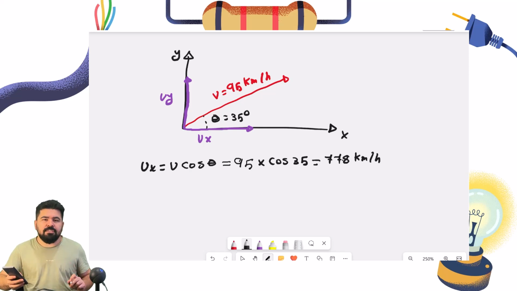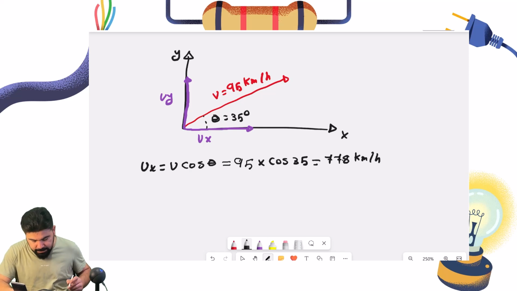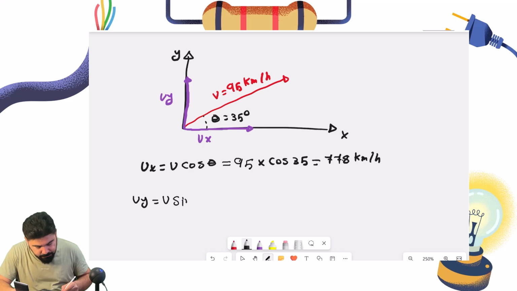Yeah, we have 77.8 kilometers per hour. Vy is equal to what? Vy is equal to v sine theta. Okay, v is equal to what? It is equal to 95 kilometers per hour times sine of 35.